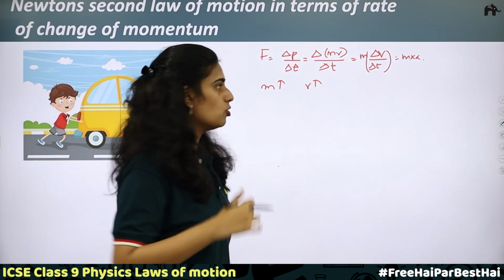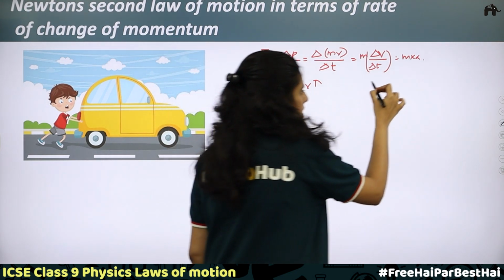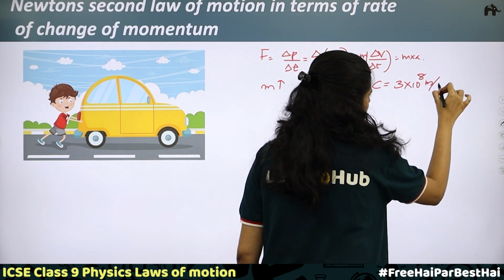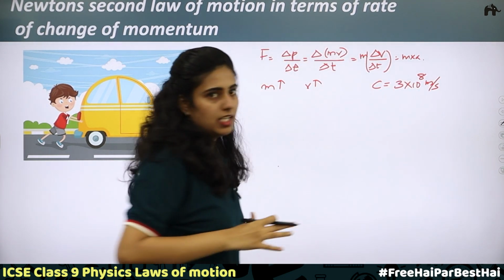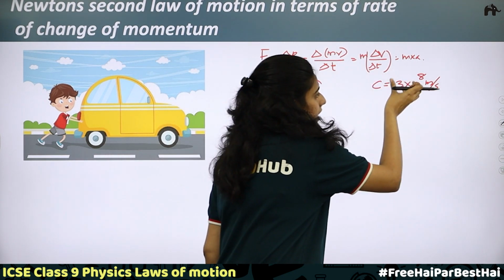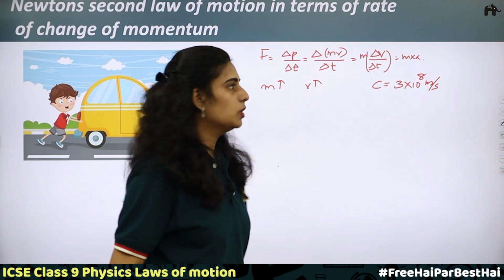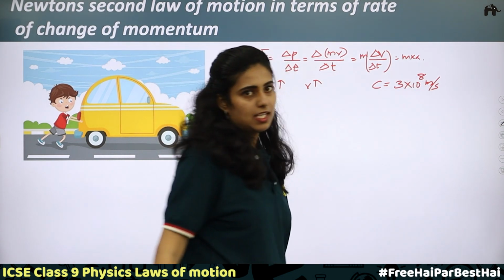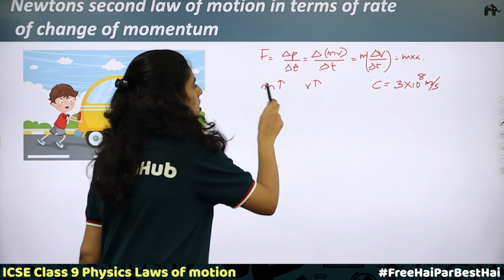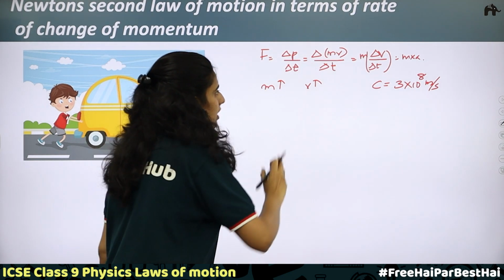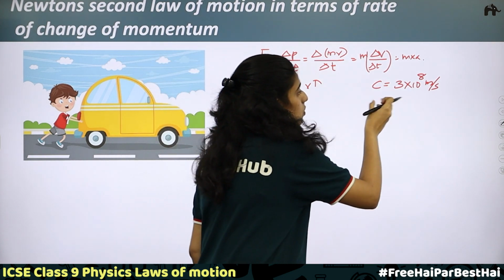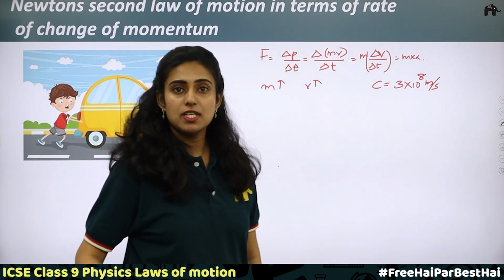Okay, speed of light. What is the speed of light? The speed of light is represented by c, and that is equal to 3 into 10 raised to 8 meter per second. If the velocity of a body is greater than or approximately equal to 3 into 10 raised to 8 meter per second, then with an increase in velocity, what happens? The mass also increases. But normally the bodies do not move with a speed of 3 into 10 raised to 8 meter per second.